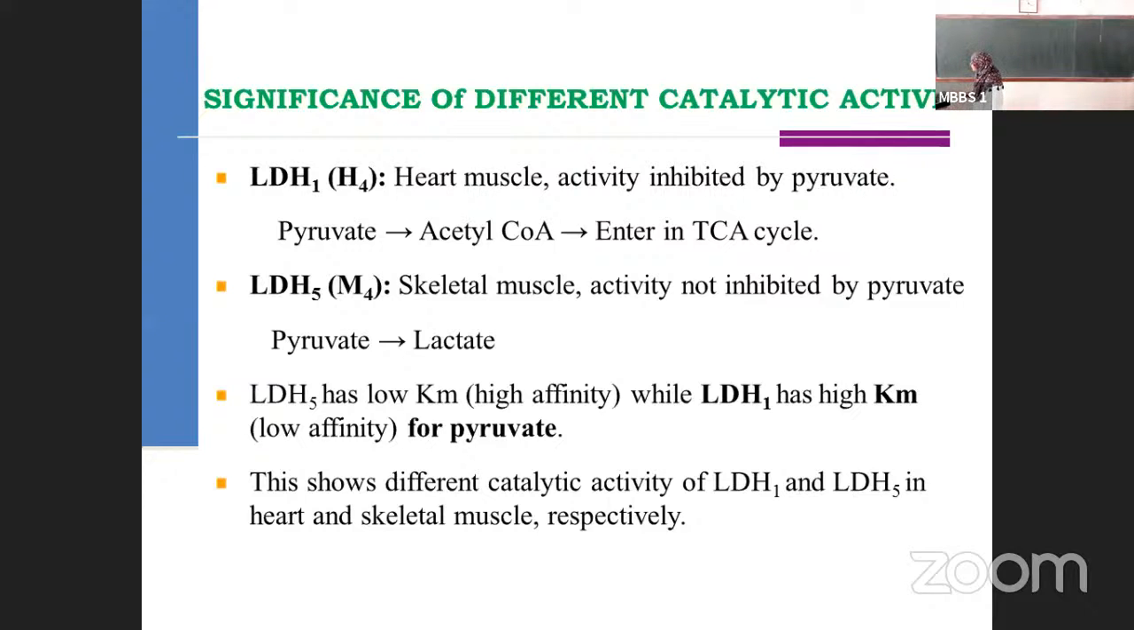And what is the other difference? LDH5 has low Km. I have told you when I was teaching the Km value that the Km value is inversely related to the enzyme affinity. If the Km value is high, the affinity of the enzyme for the substrate will be less. If the Km value is low, the affinity of the enzyme for the substrate will be high. So it is inversely related. LDH5 has a low Km value, so its affinity for pyruvate is high. And the LDH1 isoenzyme has high Km, so this enzyme has low affinity for pyruvate. This shows the different catalytic activity of LDH1 and LDH5 in heart muscle and skeletal muscle.